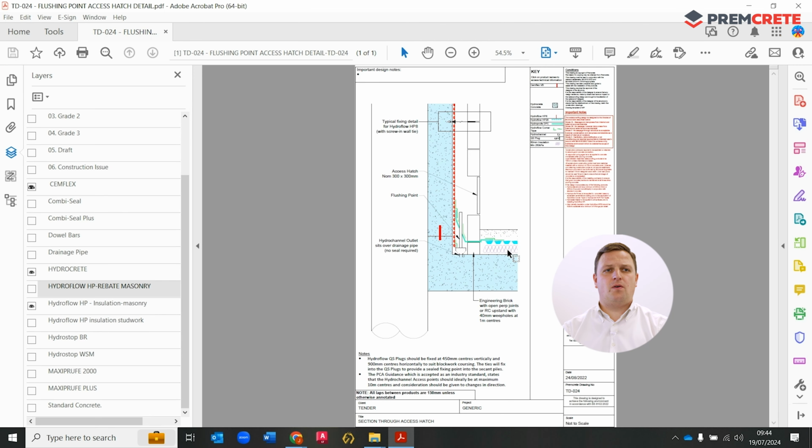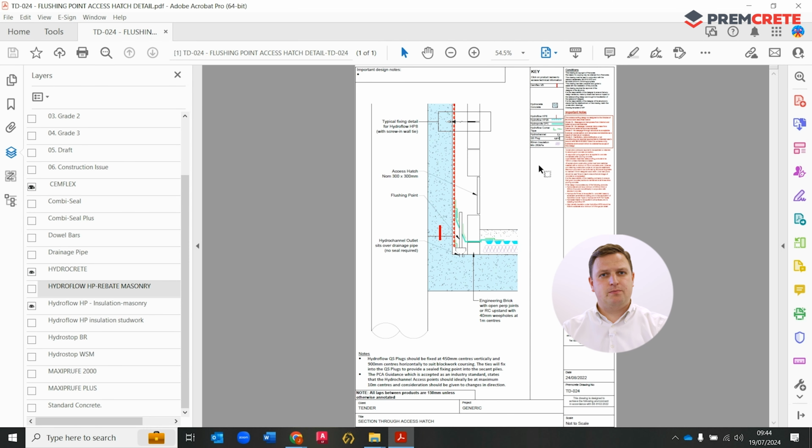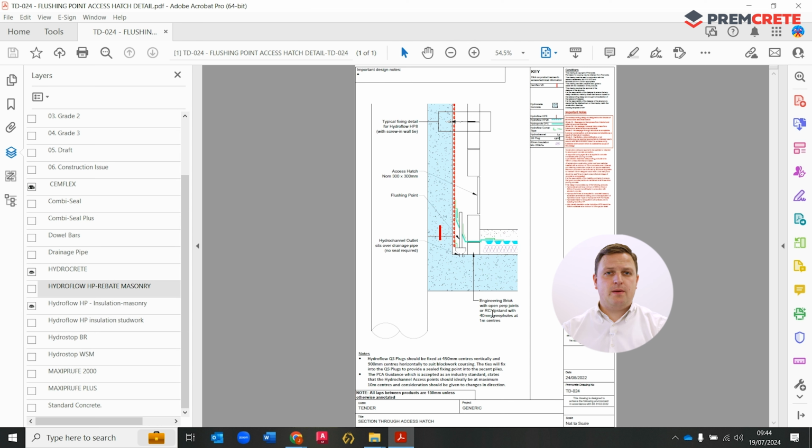A key point to note is to make sure that the suitable spec of insulation is incorporated with a minimum compressive strength of 250 kPa. It's also important that the insulation is non-porous. One final piece to note on this detail is where an RC upstand or maybe an engineering brick is incorporated to the perimeter as the upstand detail. There should be suitable weep holes or open perp joints incorporated to allow the flow through of water from the Hydroflow HP20 to the hydro channel.